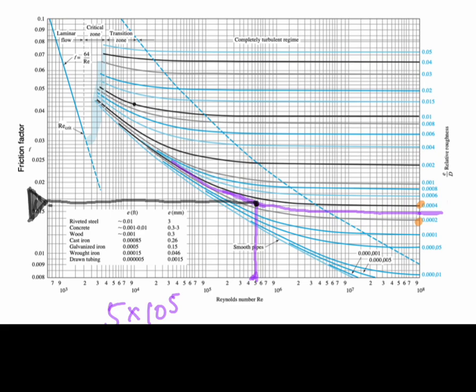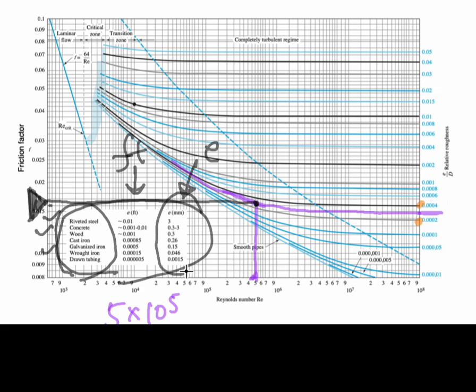The roughness can be found in the table here. I hope you could be very careful. This is the type of pipe. For example, we have riveted steel, concrete, wood, and so on. And this is the roughness in feet, British unit, and this is the value of e in millimeter. So please make sure that if you want to use SI unit, you take the value of roughness on the right side here.